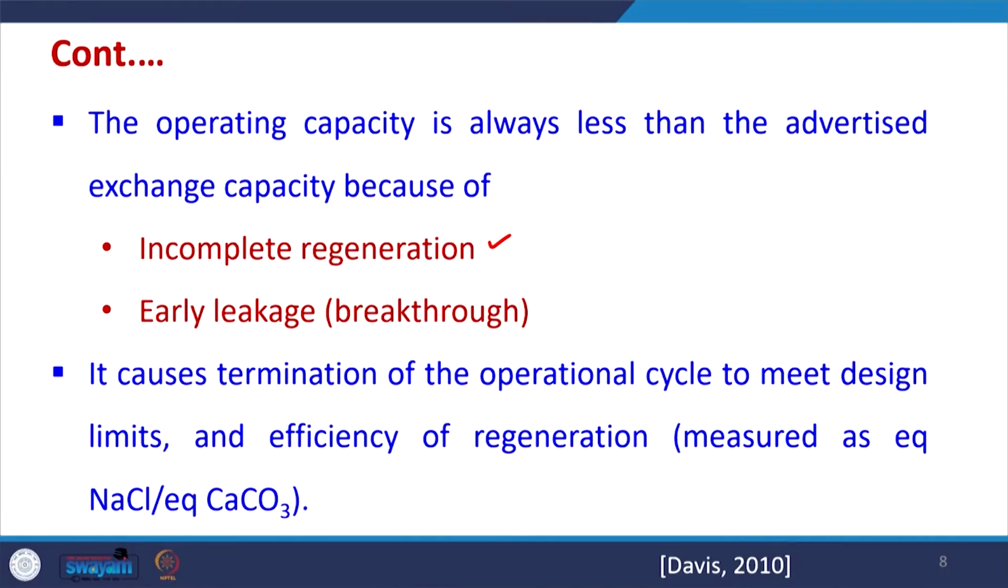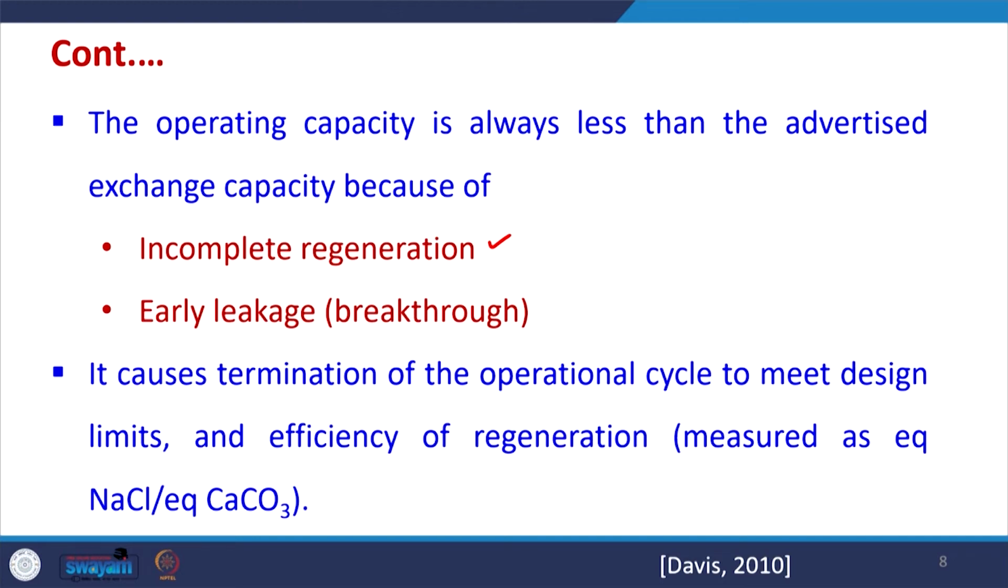So, in the second cycle the efficiency will go down. It is always possible that leakage or breakthrough may happen earlier than what has been mentioned by the company for the ion exchange beads, in all the parameters they have listed. If this happens, it will cause termination of the operational cycle much earlier than the design limits, and the efficiency of regeneration will also be low.